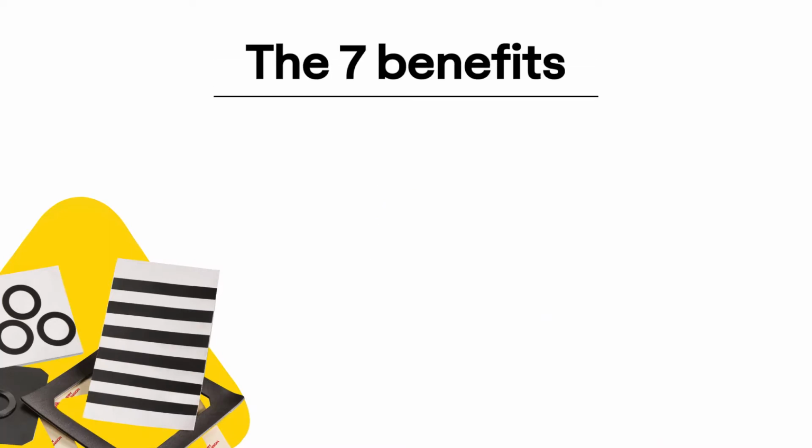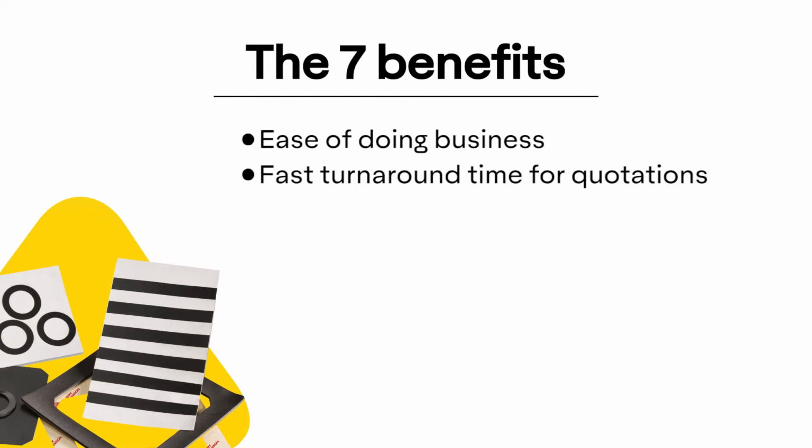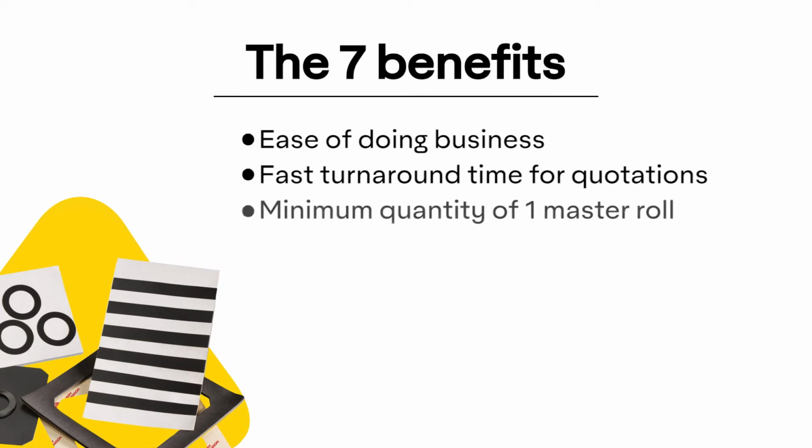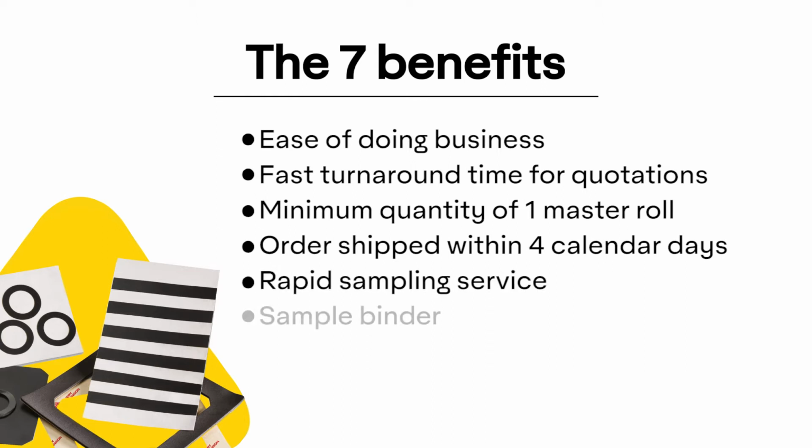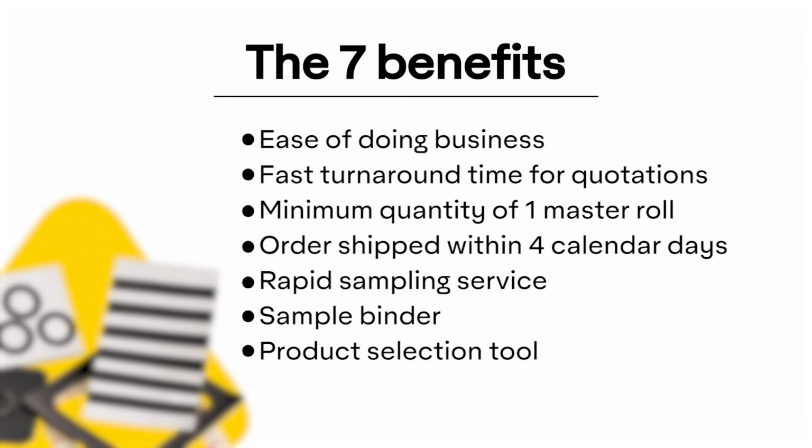Andrew, before we dive into the 4 different steps, let me summarize very briefly the 7 benefits that the core series offers, because I want our customers really to understand what's in it for them. So the 7 benefits. First of all, it will be easier for you to do business with Avery Dennison. It offers you a fast turnaround for quotations. We have a minimum quantity of 1 master roll. Your order will be shipped within 4 calendar days. We offer a rapid sampling service. There's also a sample binder in place. And last but not least, we have the product selection tool with the 4 steps that we are going to talk about in the next modules.